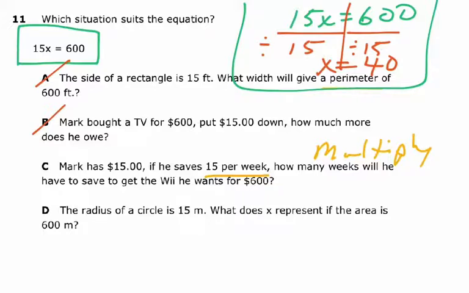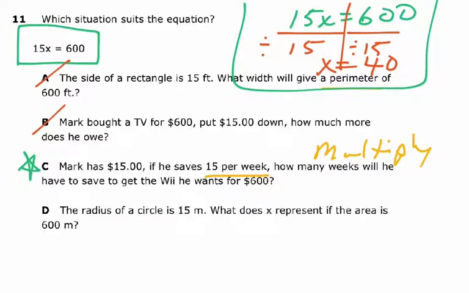40 weeks is probably the answer. I'm just solving it to kind of help me picture this mentally. But if we did 15 times the number of weeks and got 600, that could figure out how many weeks he should save. So I like C so far. Let's try D real quick.